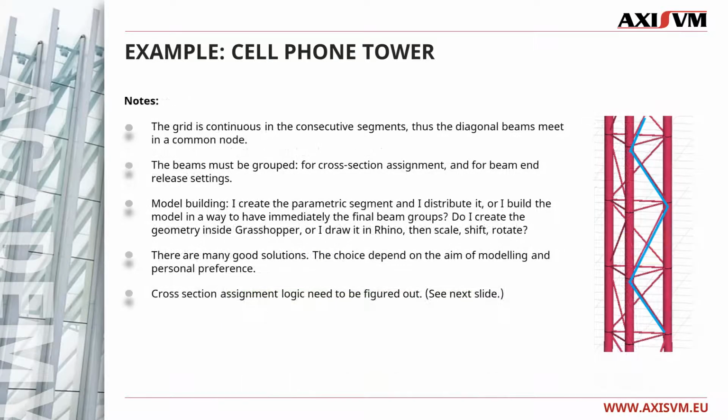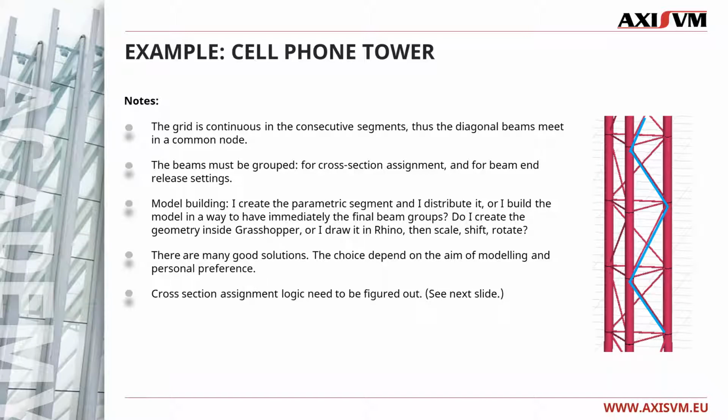The following considerations have been done during modeling. The grid is continuous in the consecutive segments, thus the diagonal beams meet in a common node. The beams must be grouped for cross-section assignment and to set beam end releases. I am not going to show you how the geometry is created, because there are many different good solutions.